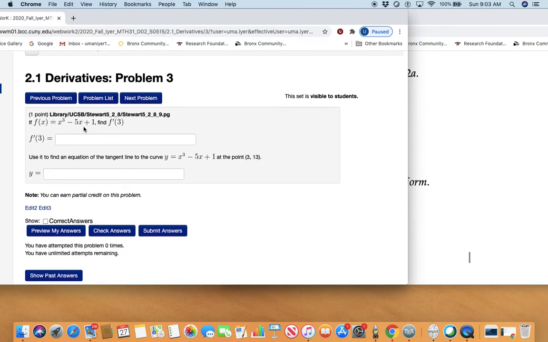Next function: x cubed minus 5x plus 1. Find the derivative at 3, and use that to find the equation of the tangent line at 3, 13. Always remember to plug in your x coordinate. 3 cubed, 27, minus 15 is 12, plus 1, 13. So no problem. That point is very much on this curve.